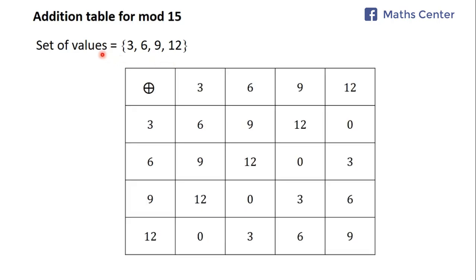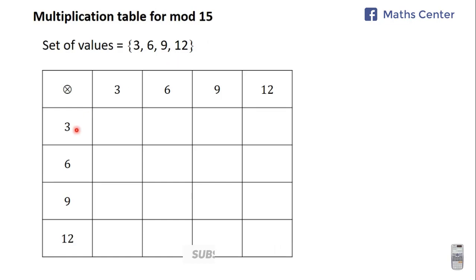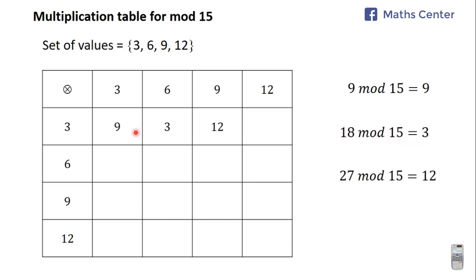We have now completed the addition table for mod 15 on the set 3, 6, 9, 12. Let's move on to the multiplication table. 3 times 3 will give us 9. 9 mod 15 is 9. 3 times 6 is 18. 18 mod 15 is 3. 3 times 9 is 27. 27 mod 15 is 12. 3 times 12 is 36. 36 mod 15 is 6.